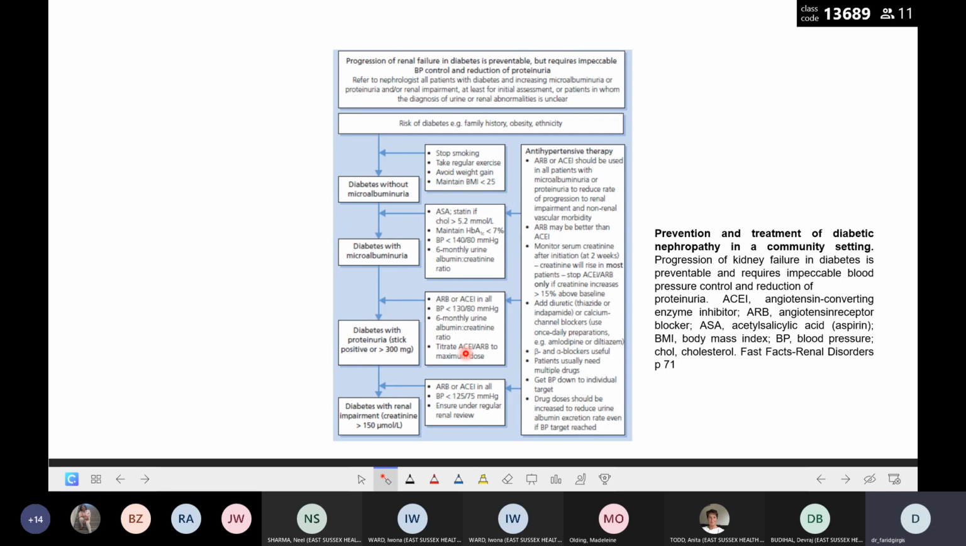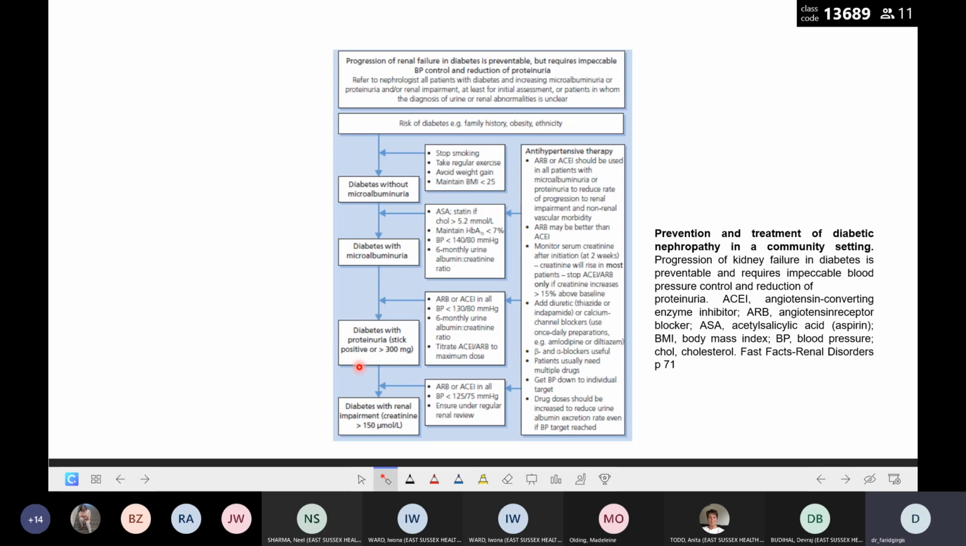Or if there is hyperkalemia, we stop it. But if we can manage the hyperkalemia, we can continue, if we can add something to help and improve the hyperkalemia. But in case of increase of creatinine more than 30%, we stop it.